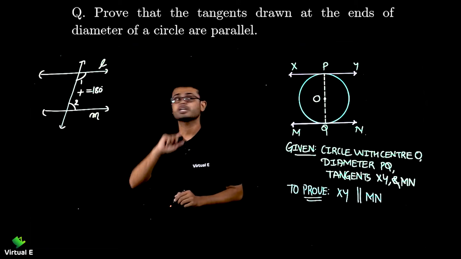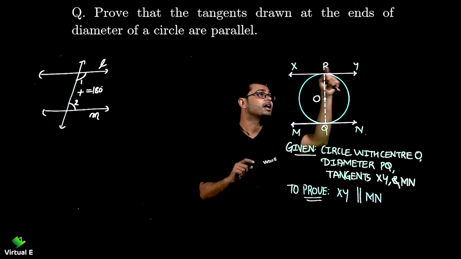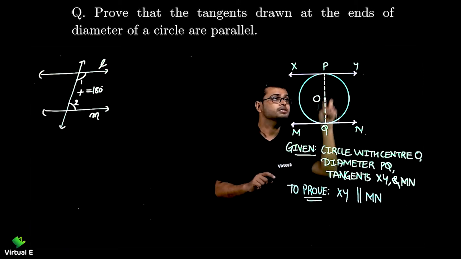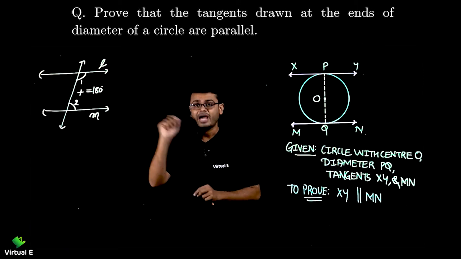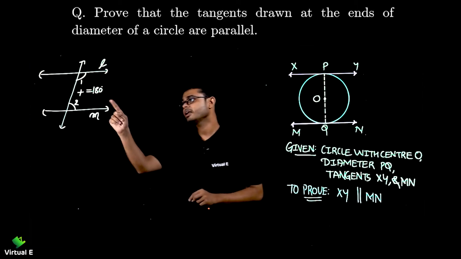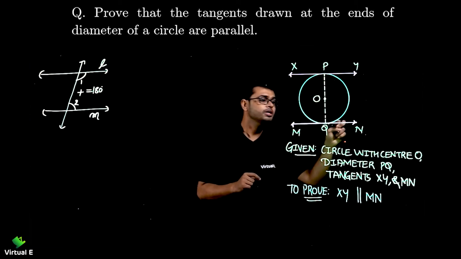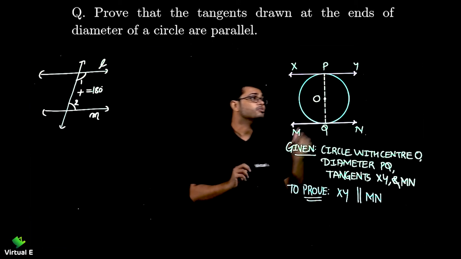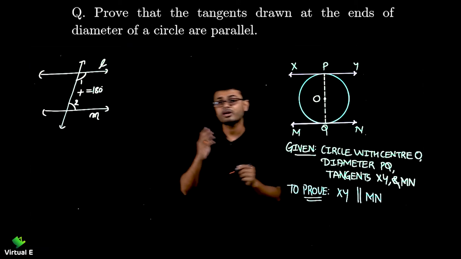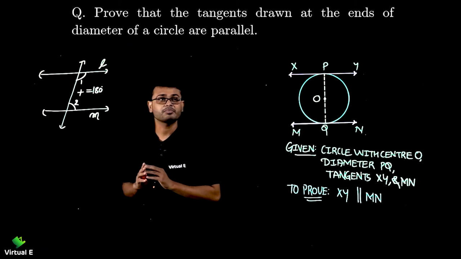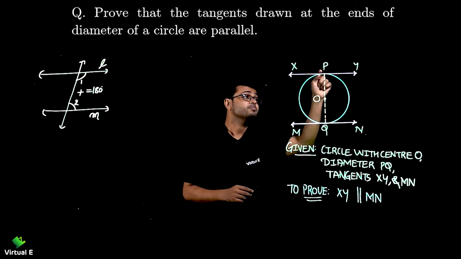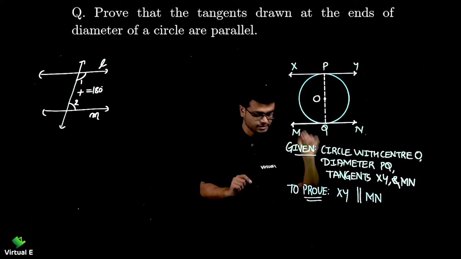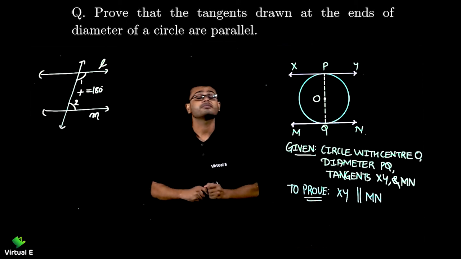I am going to use this condition. I want to prove that YPO and OQN, these two angles are 90 degrees, and I am going to add them. And if I get the answer 180, it means these two tangents are parallel. So my first motivation is to get these two angles as 90 degrees. Now how can we get the 90 degrees? We have learned in this chapter that the tangent is perpendicular to the radius at the point of contact, right? So let's use that theorem first.